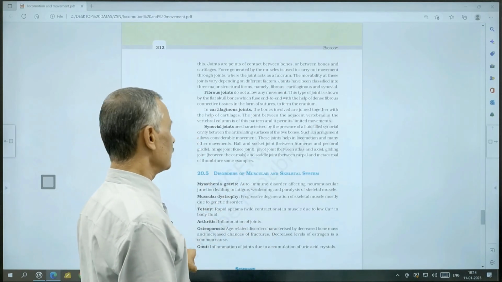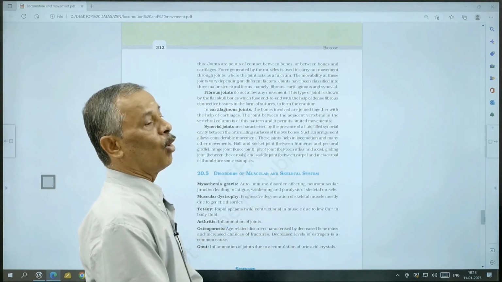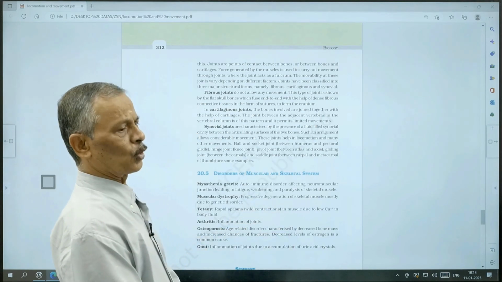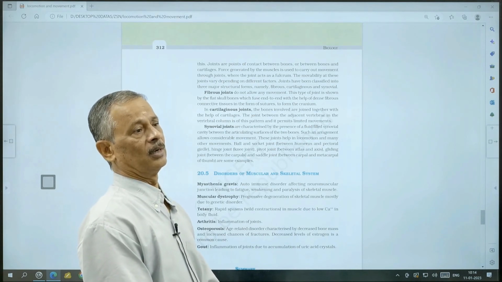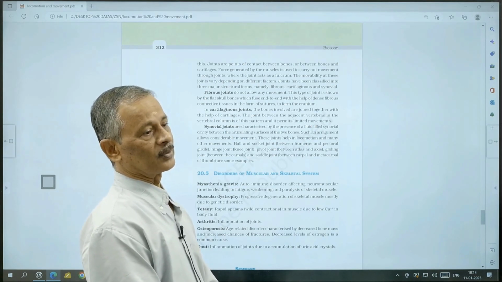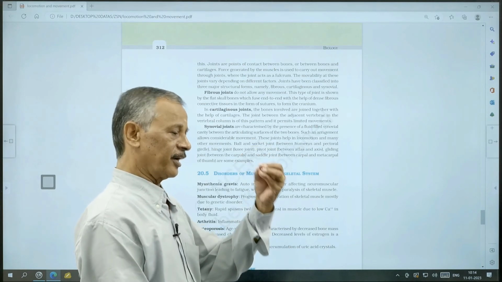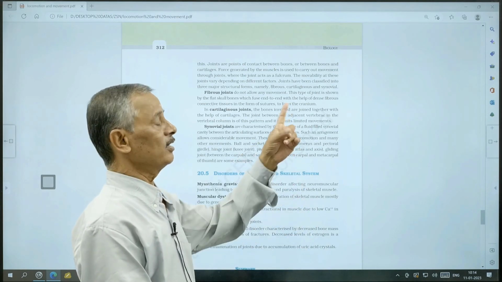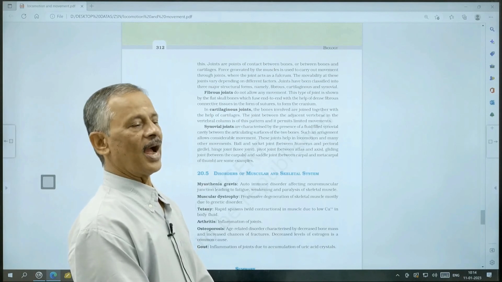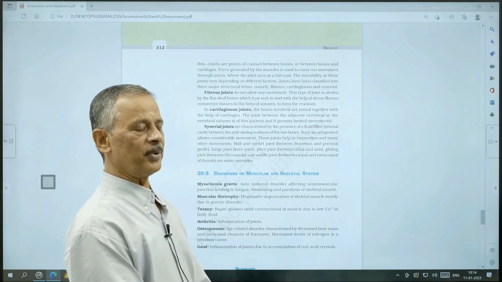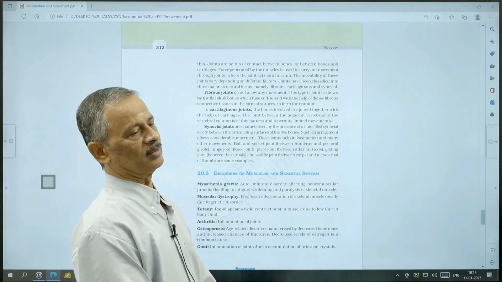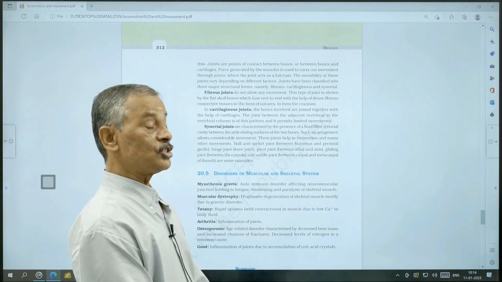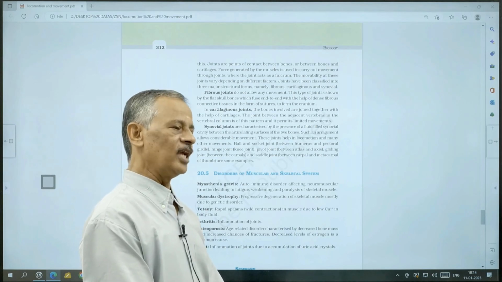Second one is osteoarthritis. Osteoarthritis is actually because of the wear and tear, because of the continuous use. There will be reduction in the lubricating synovial fluid, and the cartilage between the two bones may also become thinned out. So that will be causing pain. That is called osteoarthritis. It is age related.